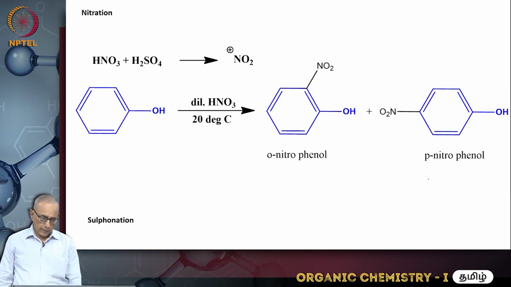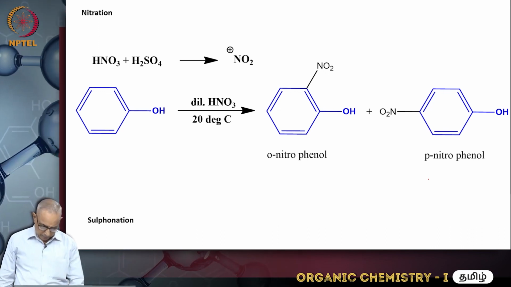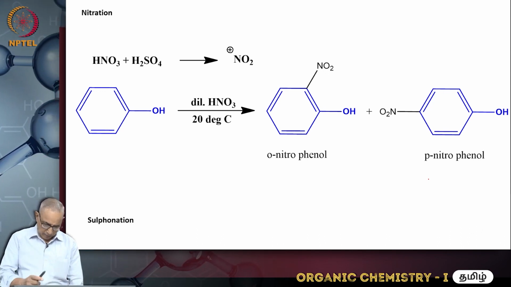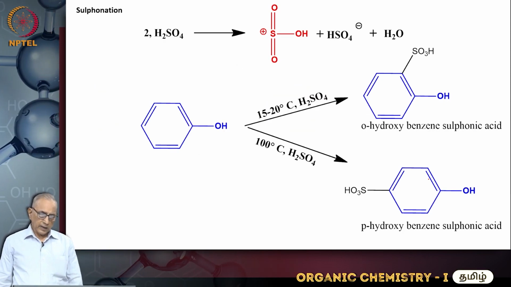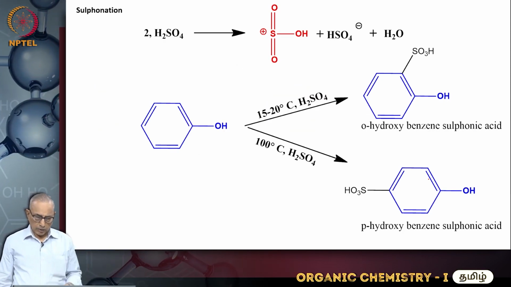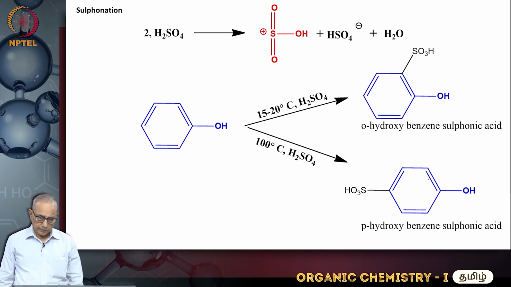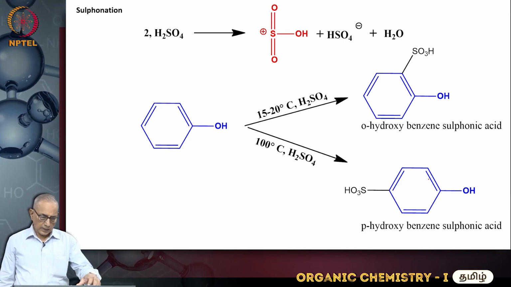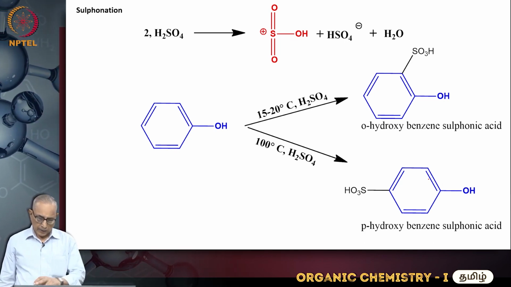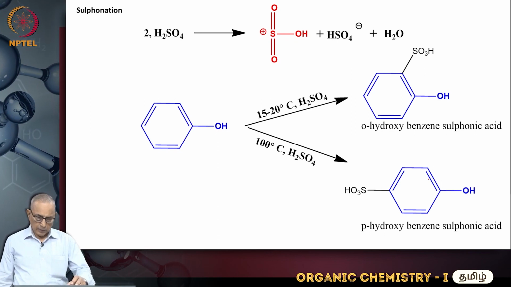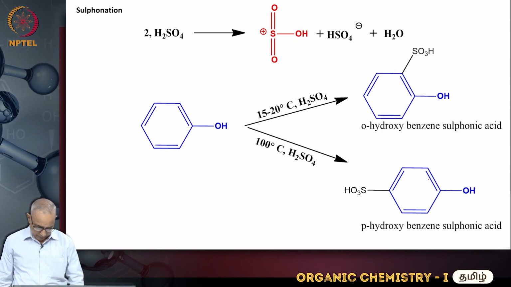The electrophilic aromatic substitution, we looked at groups which form positively charged intermediates, like nitric acid with sulfuric acid forms NO2 plus, which attacks the ortho or para position of the benzene ring. They give orthonitrophenol and paranitrophenol. Two molecules of sulfuric acid react by protonation to form SO3H plus. This is the electrophile. This attacks phenol, giving orthohydroxybenzene sulfonic acid and parahydroxybenzene sulfonic acid. Usually this is produced at lower temperature, this is produced at higher temperature.